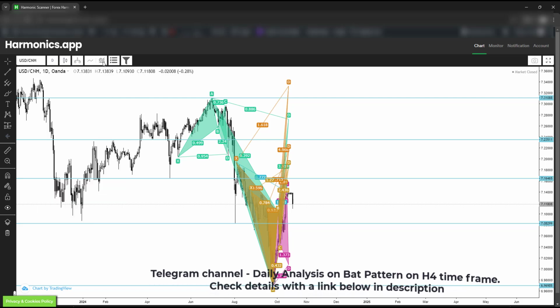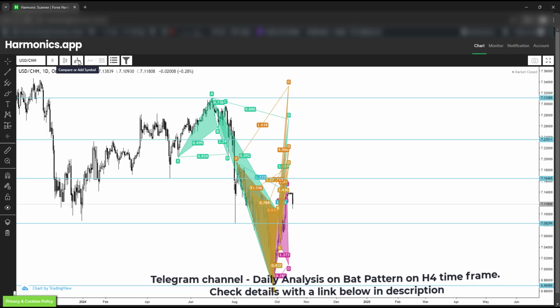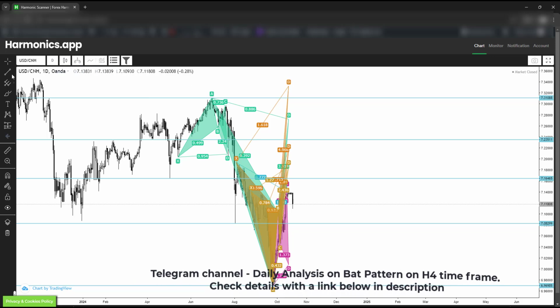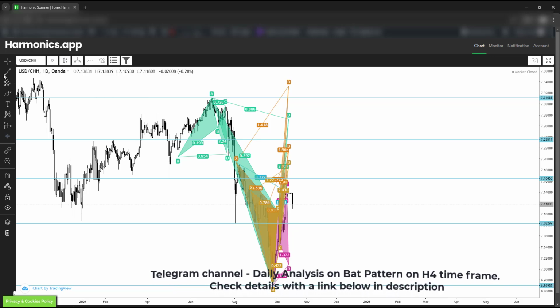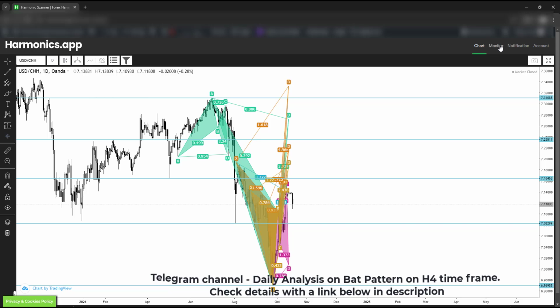You have indicators here if you would like to use them, and you can also compare or add symbols, and on the left here you have trading drawing tools. Then we can go to the next tab.